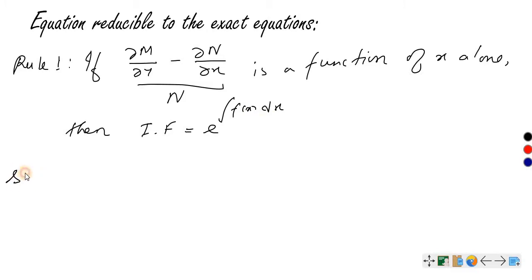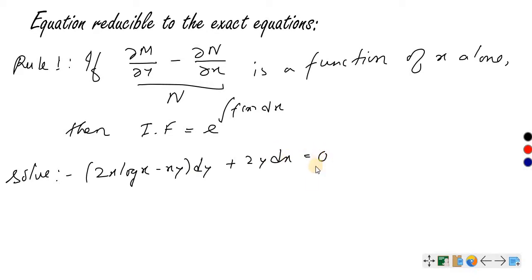So let us try to understand this rule with the help of an example. Suppose we have the question: solve (2x log x minus xy) dy plus 2y dx is equal to 0. If we have got this equation and we are asked to solve this, how can we approach? Let us see the solution part of this.